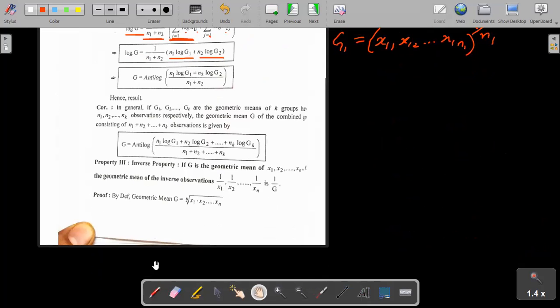Right, now the next property. If g is the geometric mean of x1, x2, and so on up to xn, then the geometric mean of the inverse observations 1 by x1, 1 by x2, and so on up to 1 by xn is 1 by g. So the proof is very, very easy. By definition, what is g? G is x1, x2, and so on up to xn, whole to the power 1 by n.